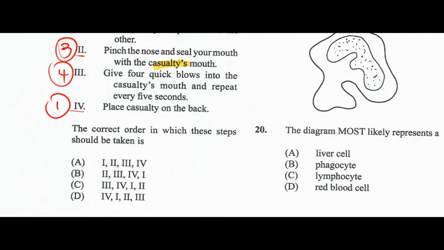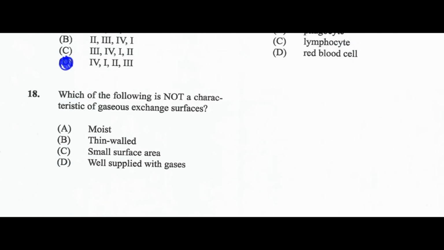So D for this. Number 17. Number 18, which of the following is not a characteristic of gaseous exchange surfaces? Gaseous exchange surfaces have to have a thin surface, have to be moist and well supplied with gases. They need a large surface area. That is why you have folds in your alveoli, to increase the surface area. So the answer for 18, being that I said not, is C.